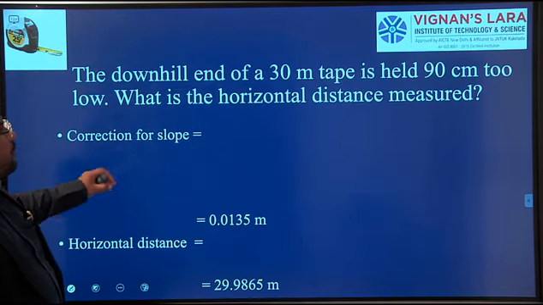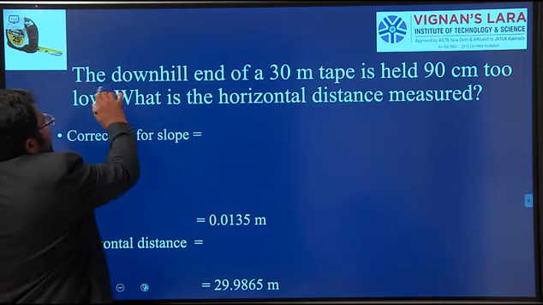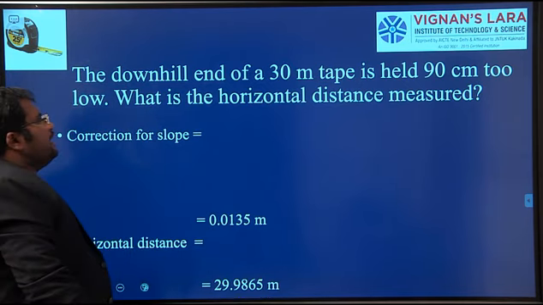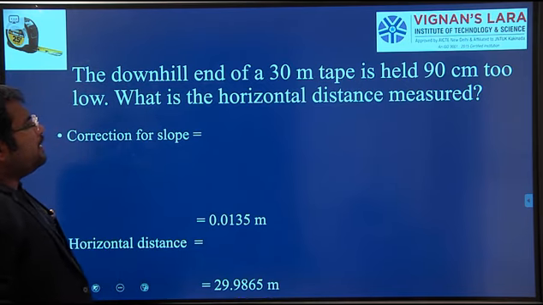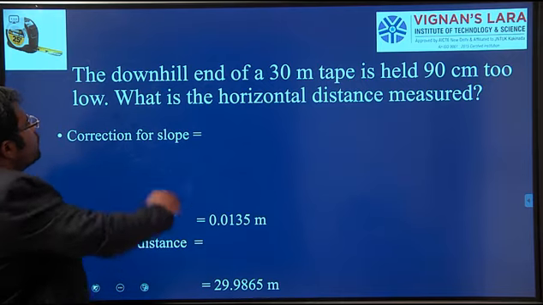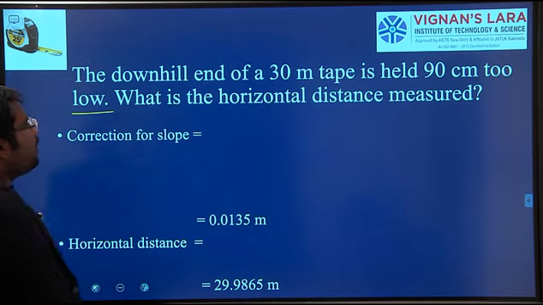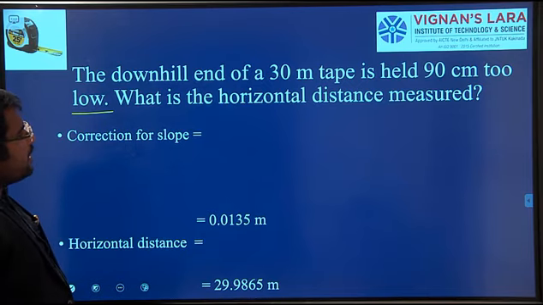Next, second problem. We will see the second problem. Here, the downhill end of a 30 meter tape is held 90 centimeters too low. What is the horizontal distance measured? What is the horizontal length measured?